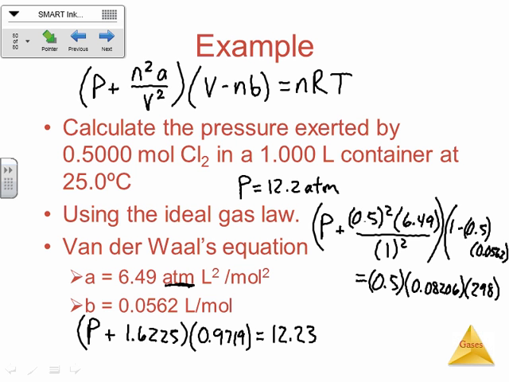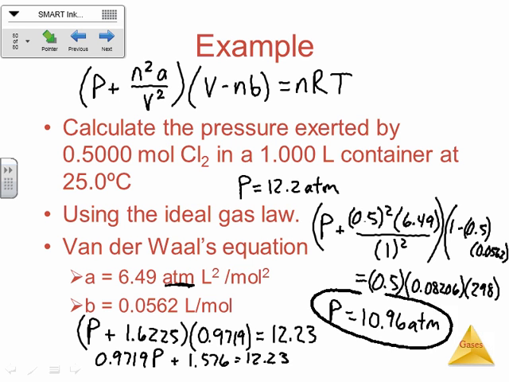Okay, and then you just need to distribute. 0.9719 times P plus 1.576 is equal to 12.23, and then we just solve for P. So once we get all this done, then our pressure should be about 10 point, let's see how many sig figs are we using here. Looks like 4. Okay, so 10.96 atm.